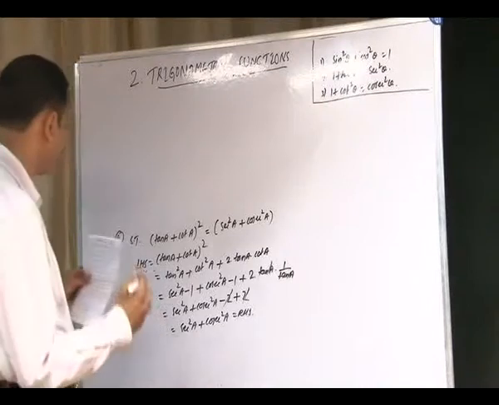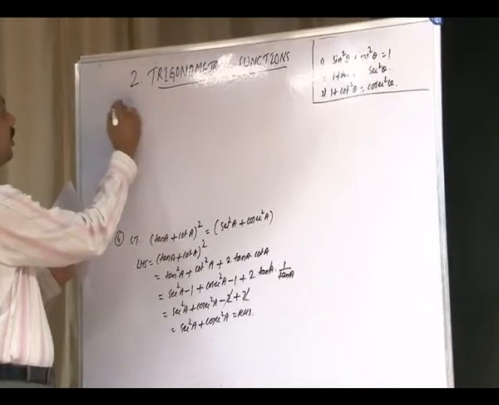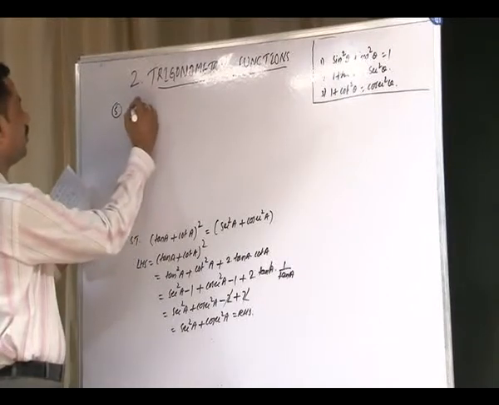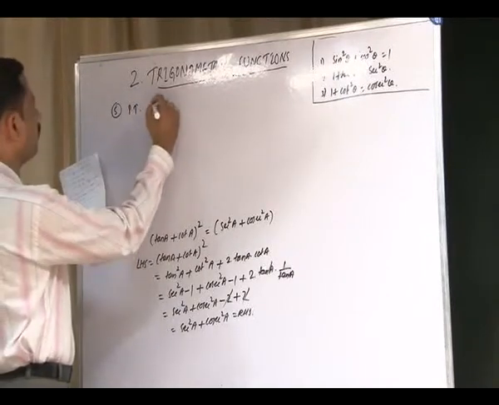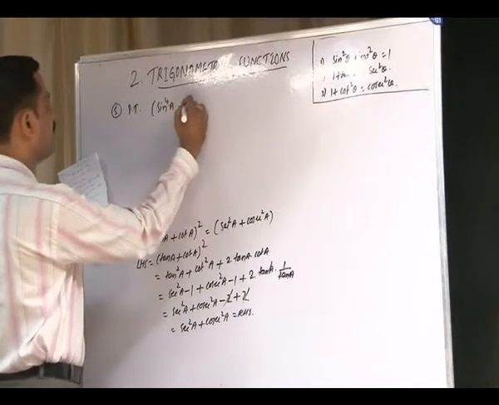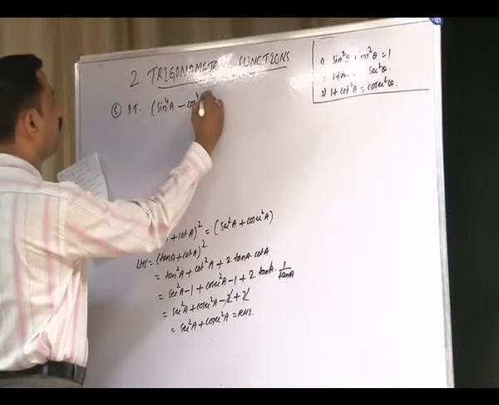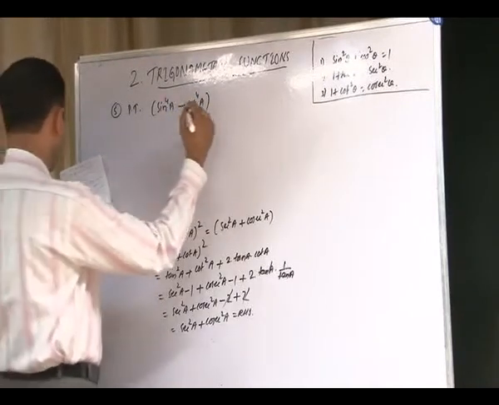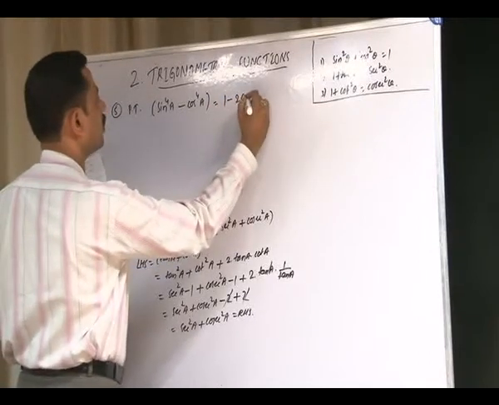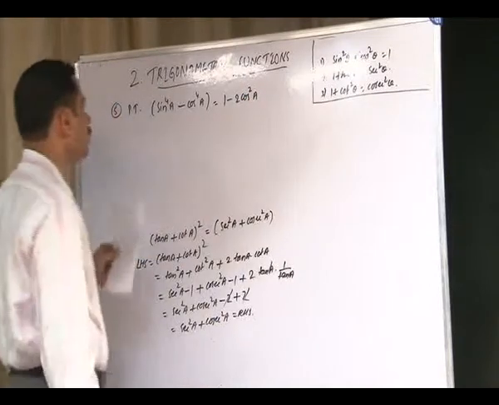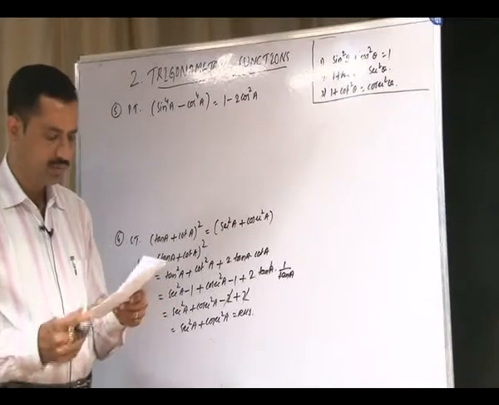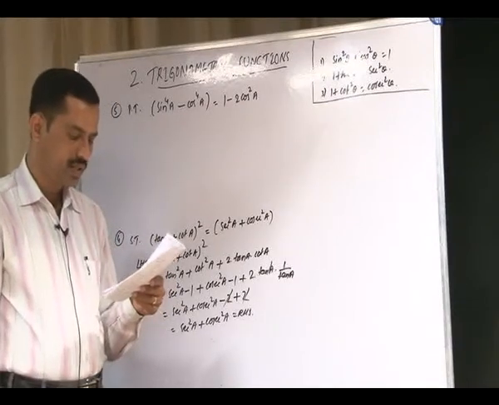So next is, next problem, fifth one. Prove that sin to the power 4A minus cos to the power 4A is equal to 1 minus 2 cos square A.